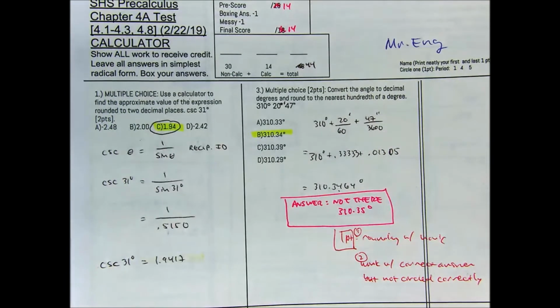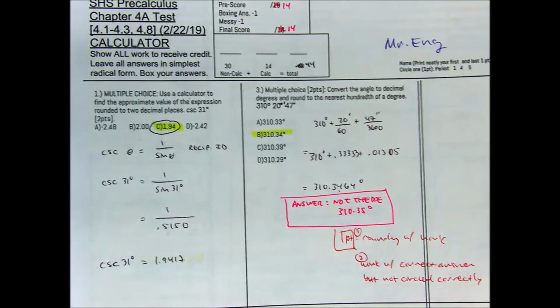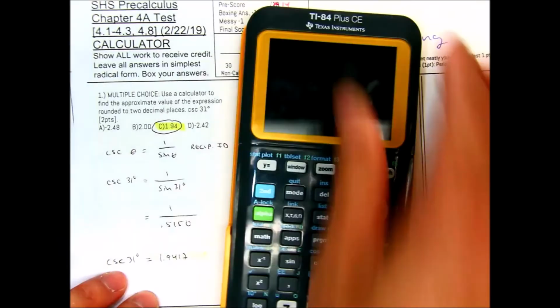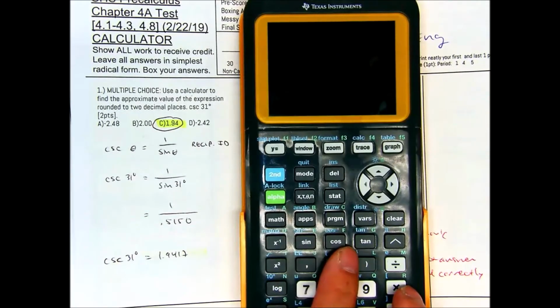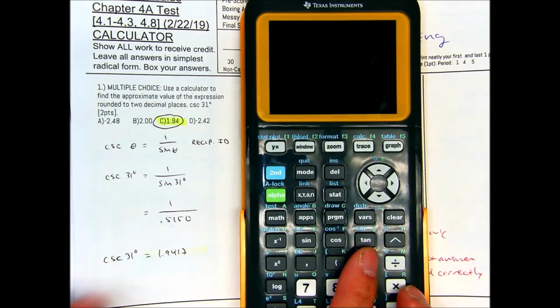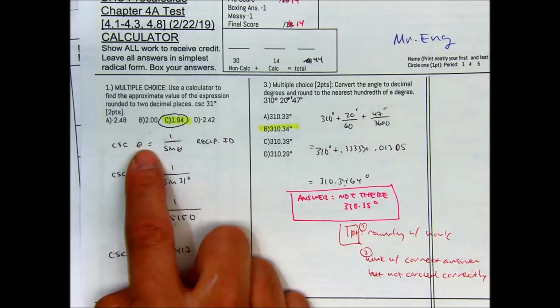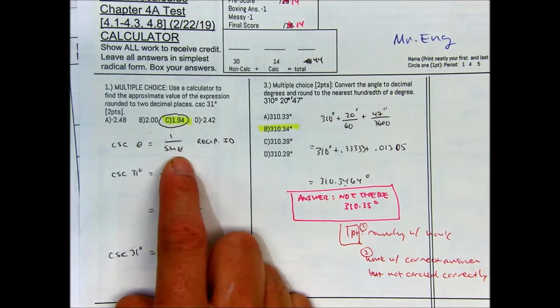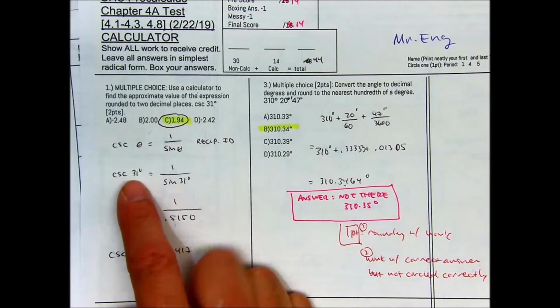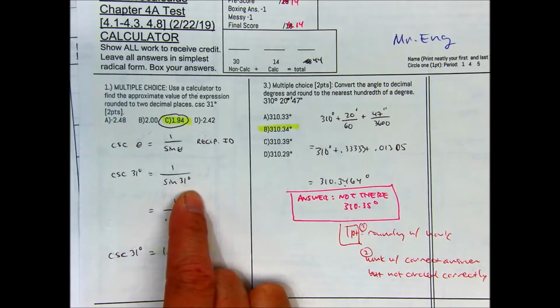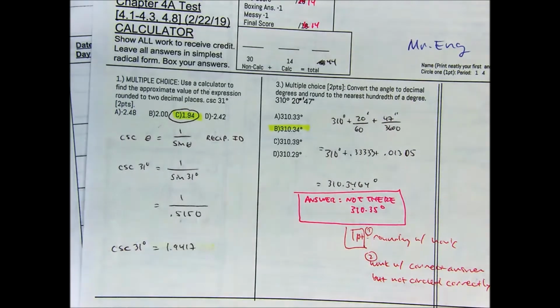So if you have your calculator, you realize that in your graphing calculator there's only 3 trig functions on there. There's only sine, cosine, and tangent. That means you're going to have to use a reciprocal identity, and the reciprocal identity you're going to use is cosecant of theta equals 1 over sine of theta. Sine is on your calculator, so if they give me 31 degrees as my angle, then I can just put that there. So I have 1 over sine of 31 degrees.